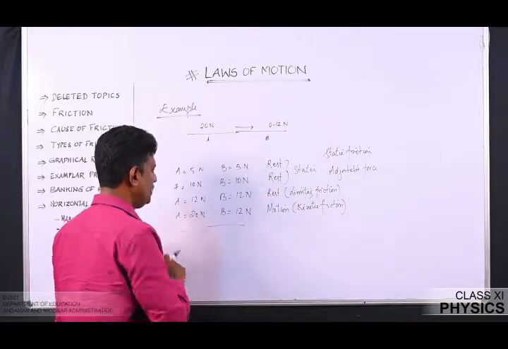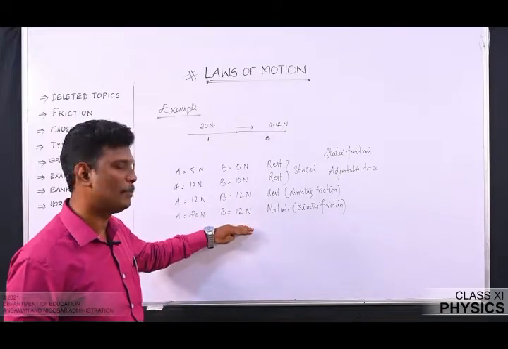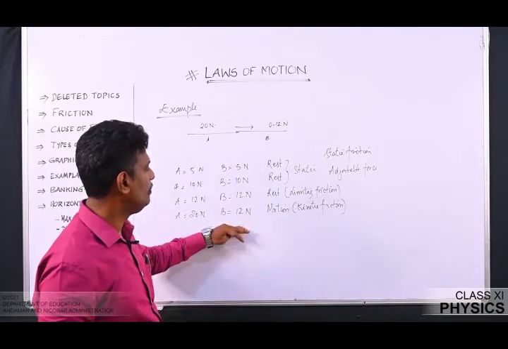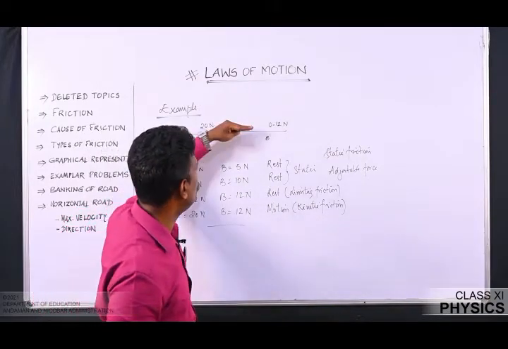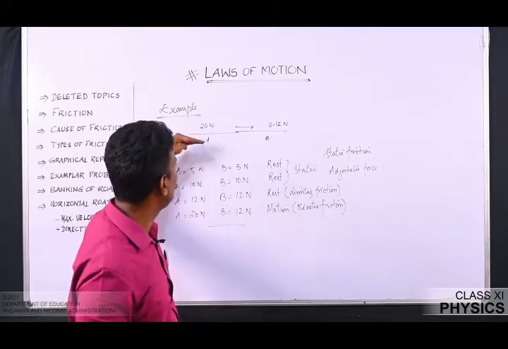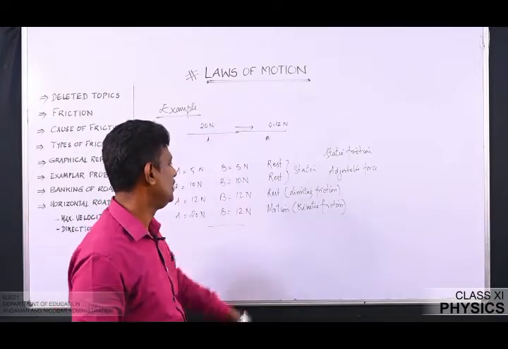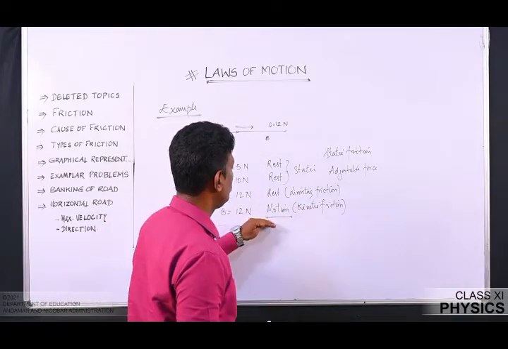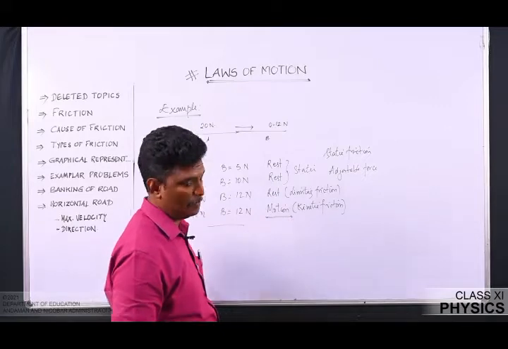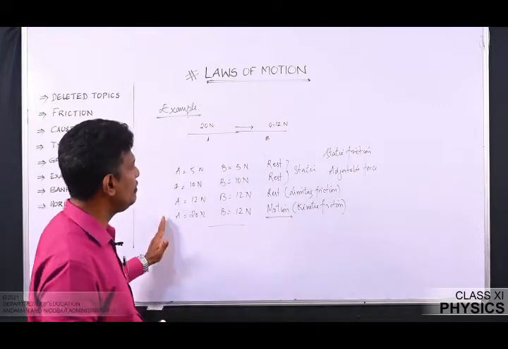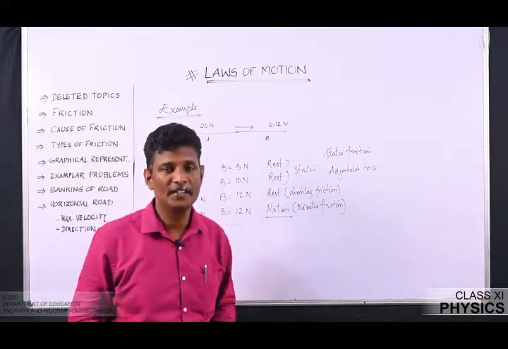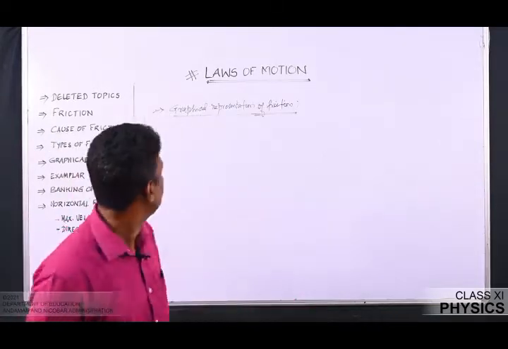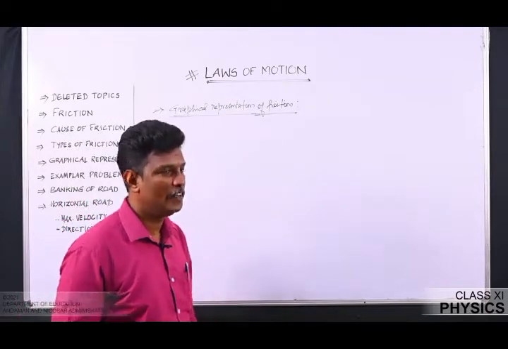In the fourth case, A is applying 20 Newton and B is applying 12 Newton. That means the force applied by A is greater than force applied by B. So obviously he will move in the direction the greater the force that will move in this direction. So, the body is in motion, that motion is friction is called kinetic friction. If you understand this example, you could understand the types of friction, that is static friction, limiting friction and kinetic friction nicely. Now, let us see the graphical representation of friction.